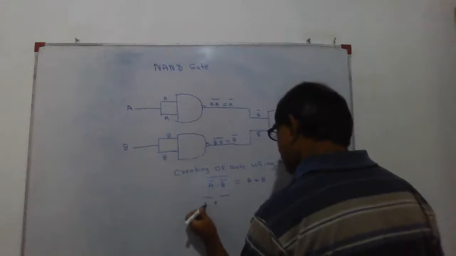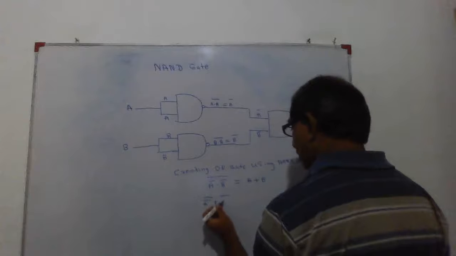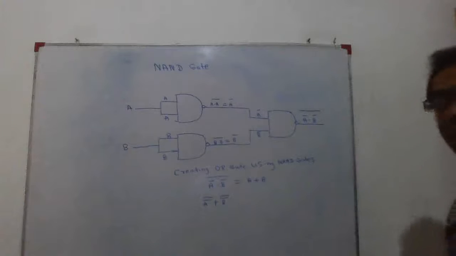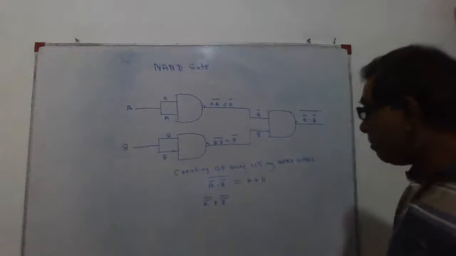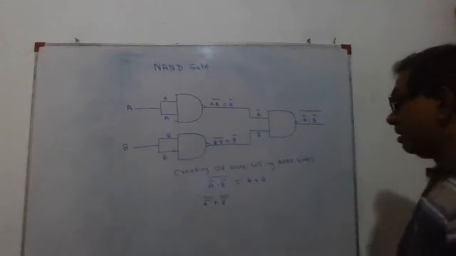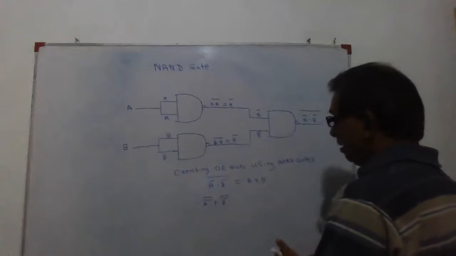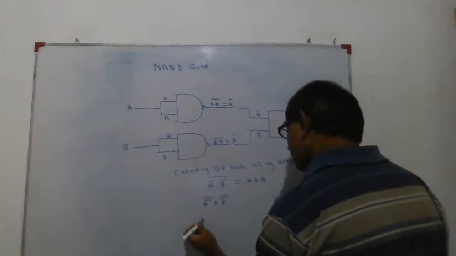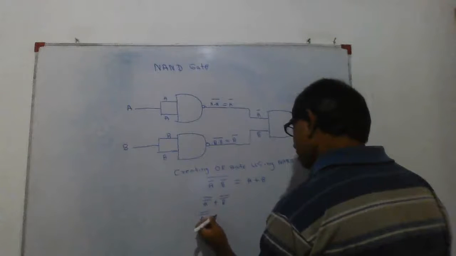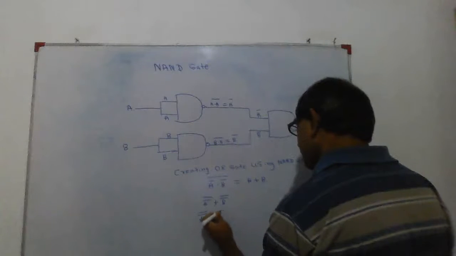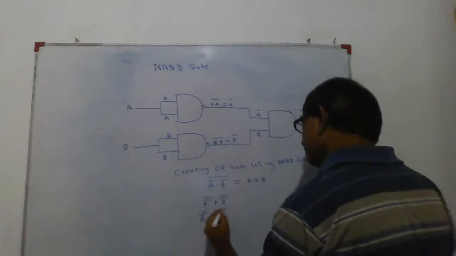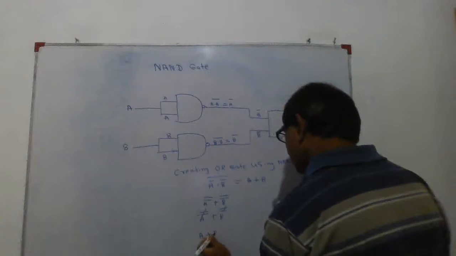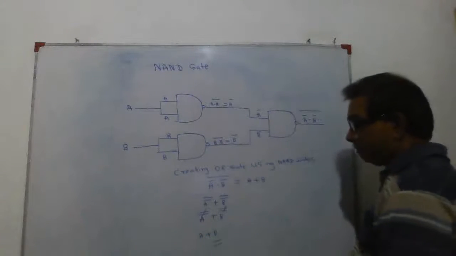Then under that, A double bar and B double bar here. Double bar means we can remove all bars. So we have A double bar here, OR, B double bar here. Then we remove the bars. See what happens after removing: you get A OR B. This is the De Morgan theorem.